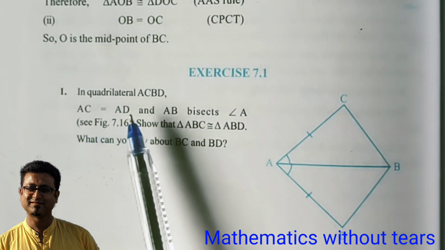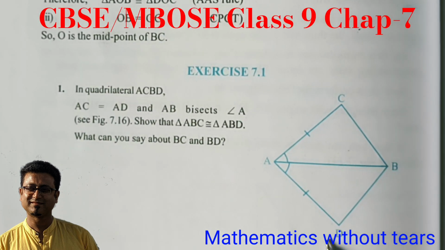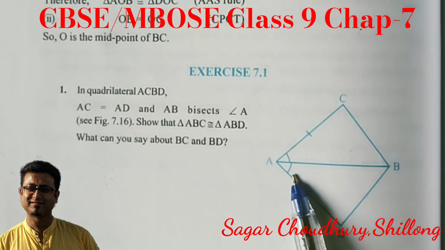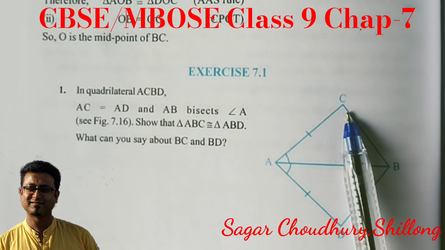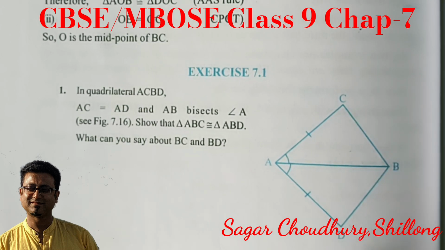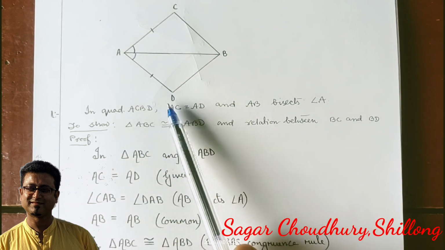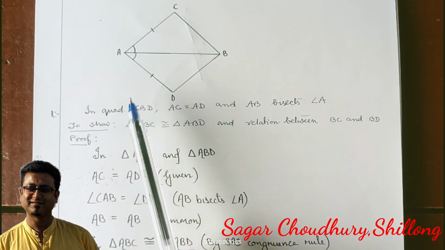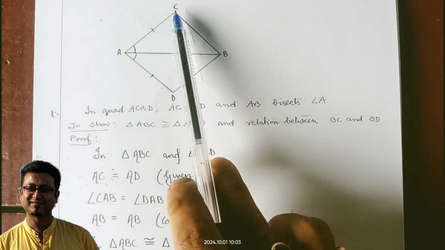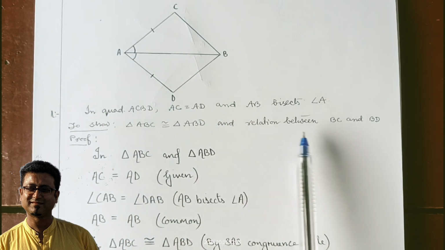Here question number 1 is in quadrilateral ACBD, it is given AC equals to AD, AB bisects angle A, that means these two angles are equal. We have to show that triangle ABC is congruent to triangle ABD, and we have to find the relation between BC and BD. As given in the question, in quadrilateral ACBD, AC equal to AD. So we have written in the given section that in quadrilateral ACBD, AC equals to AD, and we have to show triangle ABC congruent to triangle ABD, and we have to find the relation between BC and BD.